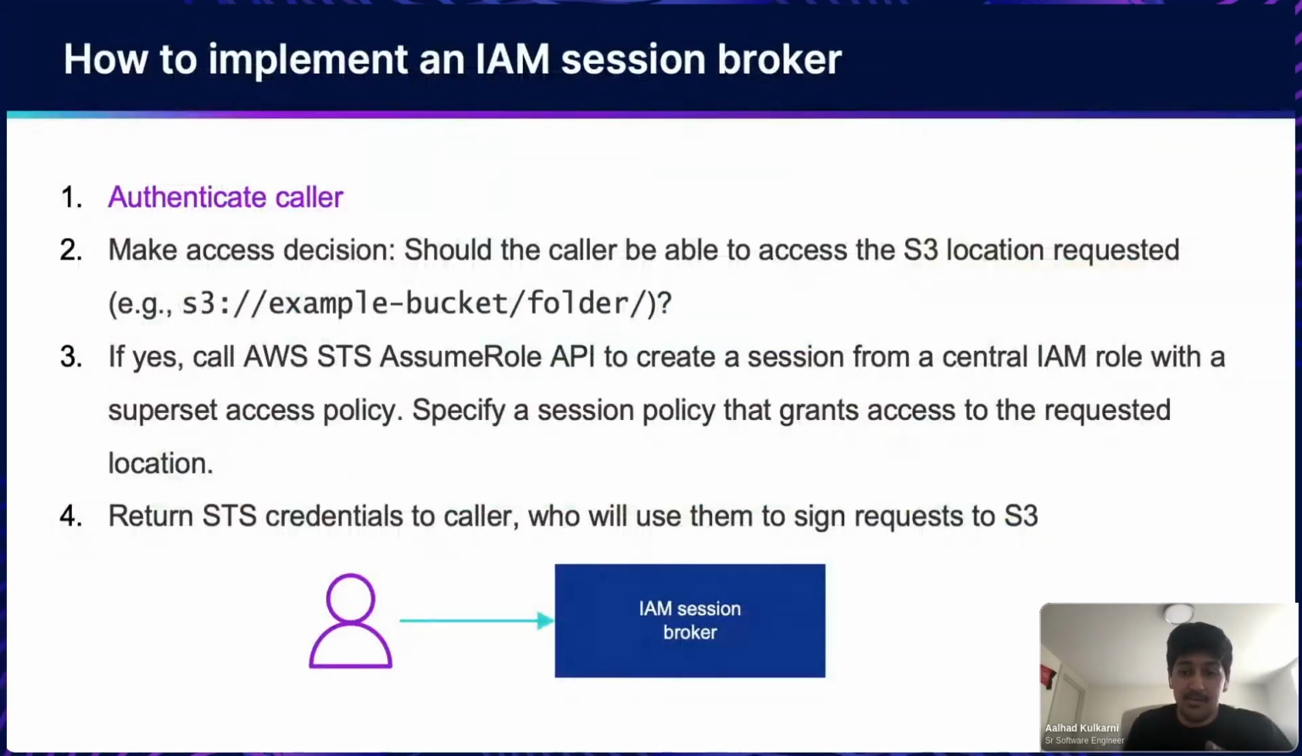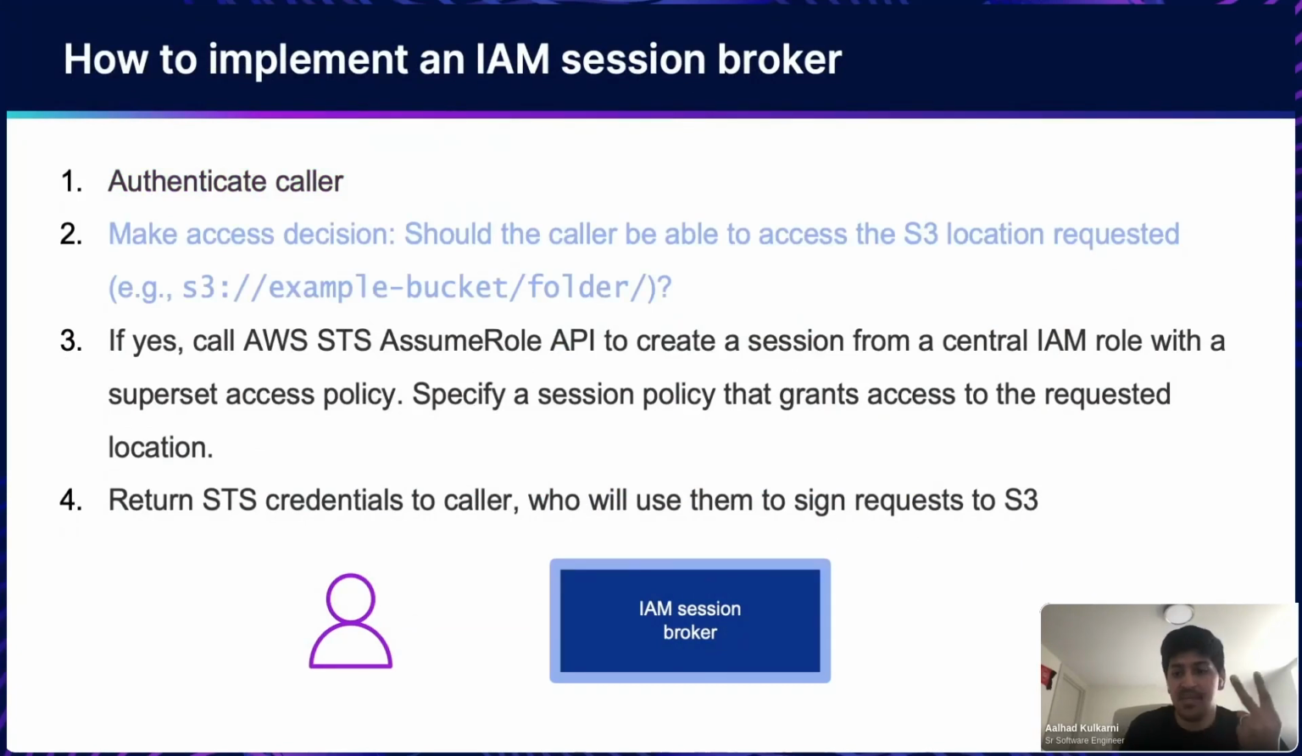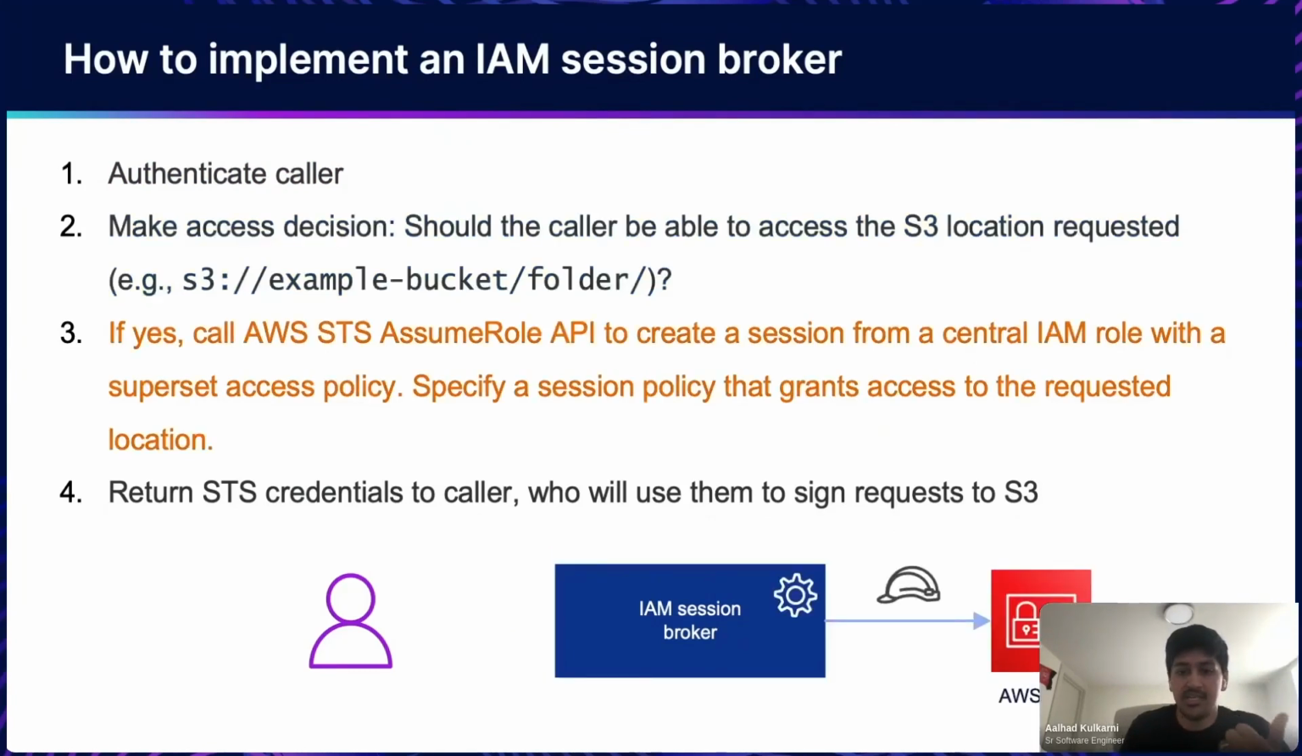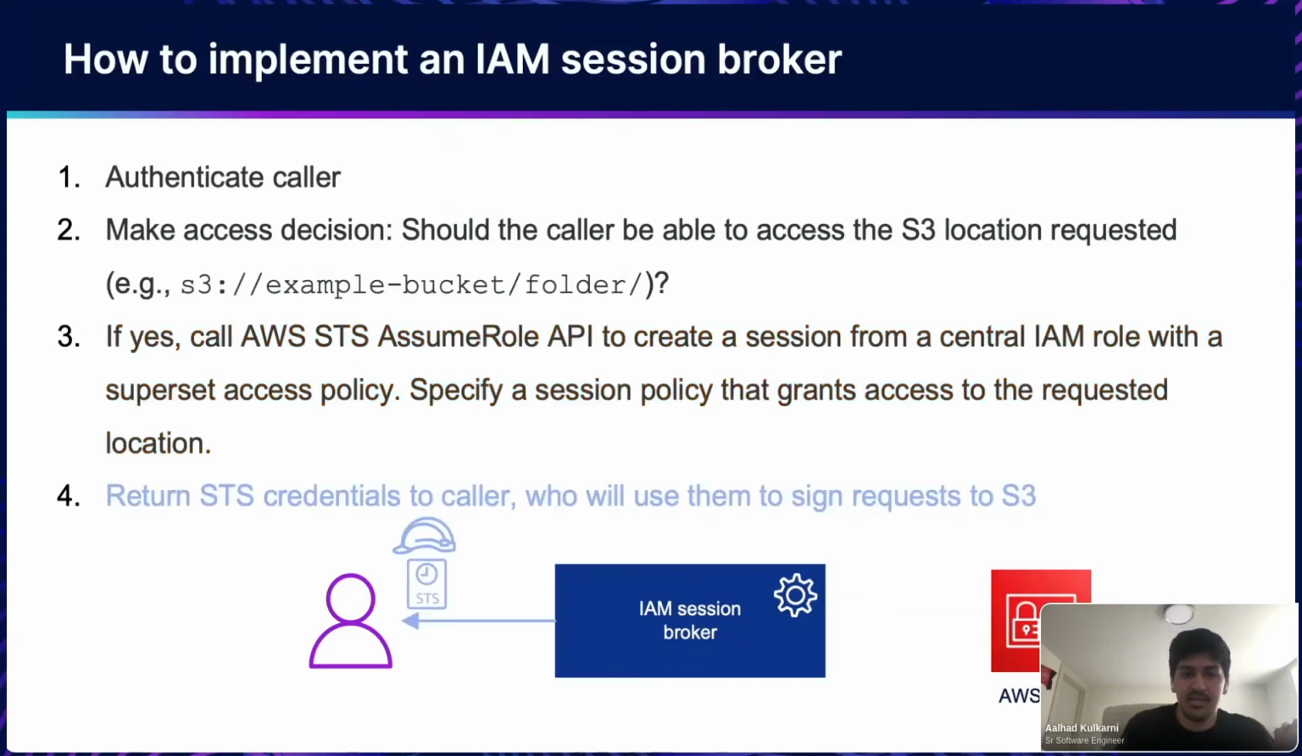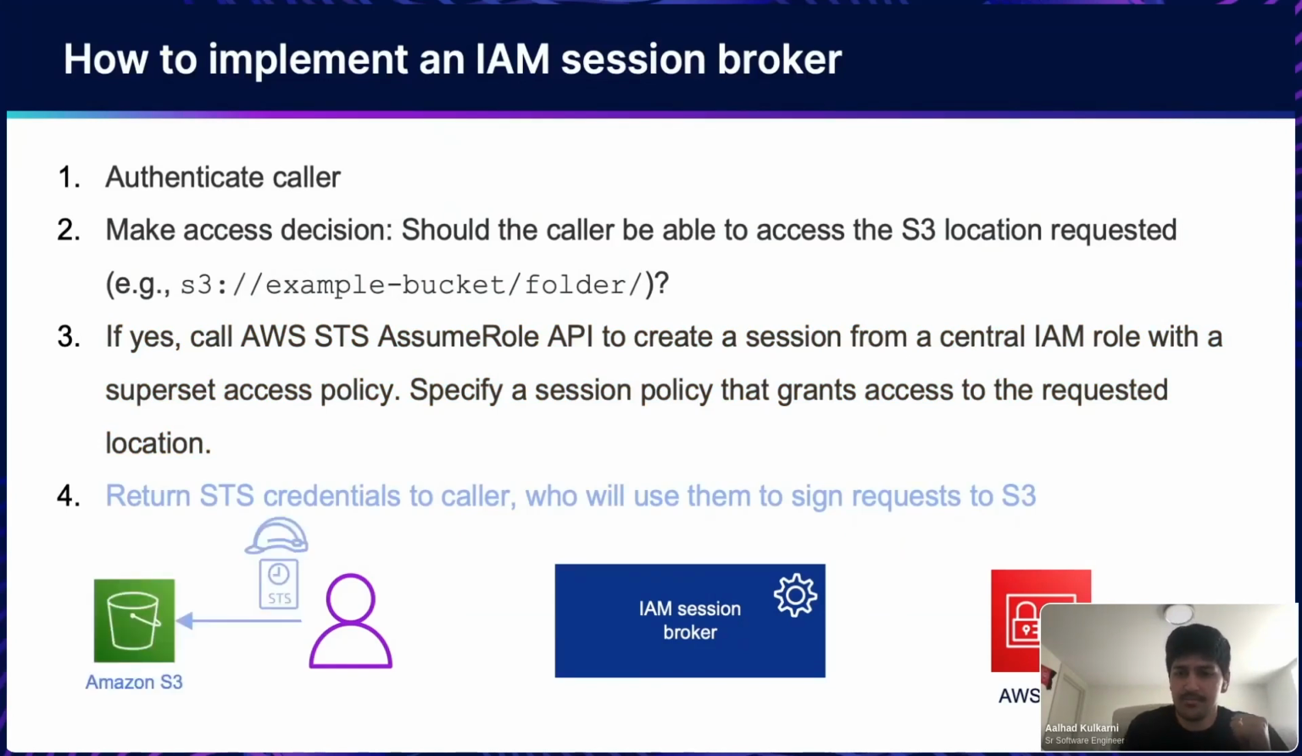So how do I implement this, right? If I'm building this out as a session broker, your session broker needs to authenticate the caller, then authorize the caller. So should this caller be able to access the S3 location? If yes, go to STS, get some set of temporary credentials. You can scope the temporary credentials down to exactly what you want, and then return them to the client. The client then uses them to sign requests to S3.